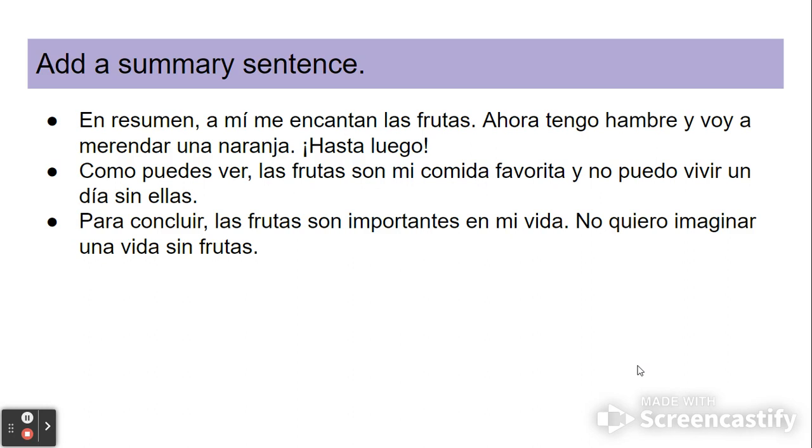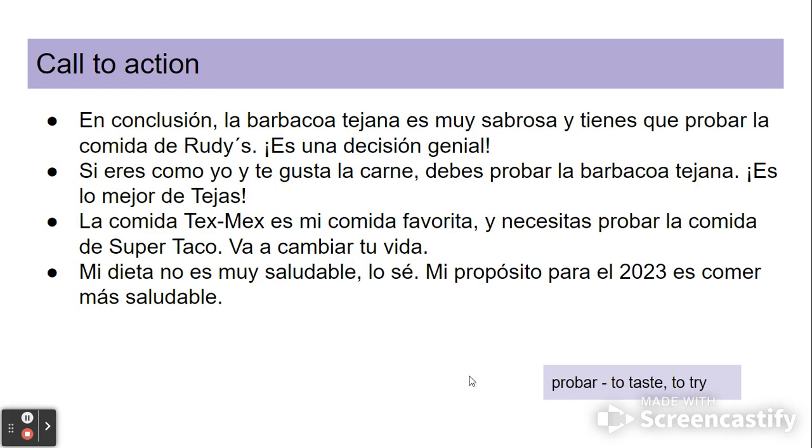Para concluir, las frutas son importantes en mi vida. No quiero imaginar una vida sin frutas. So again, some expressions that might be helpful to take from this particular slide are en resumen, como puedes ver, y para concluir. Add a summary sentence or provide a call to action.